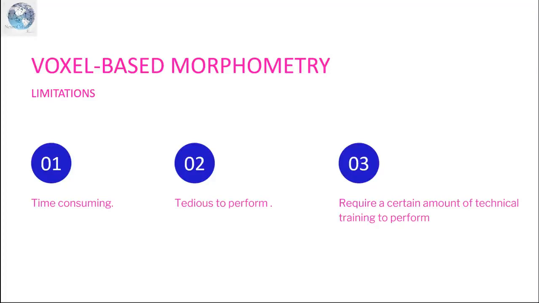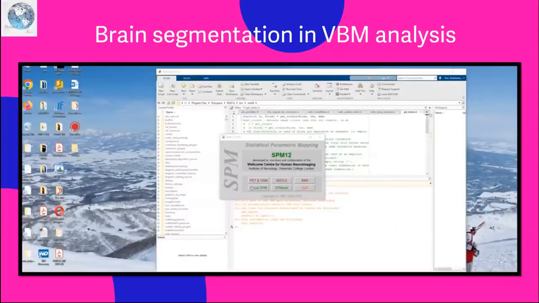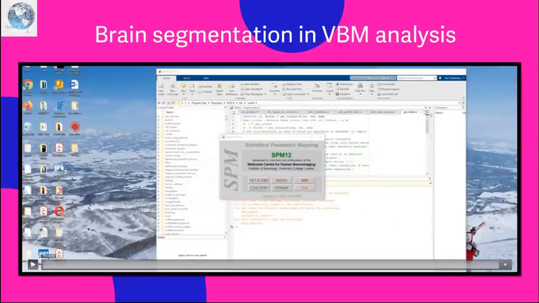However, these techniques have some inherent limitations as they are time-consuming, tedious to perform, and require a certain amount of technical training to perform. The measurements are potentially inconsistent and dependent on the person performing the measurement. To overcome this limitation, researchers are exploring the use of automated techniques that provide accurate and consistent measurement without the need of extensive technical training. So let me show you why I said the VBM analysis takes longer duration and requires a special technique skill by the operator.